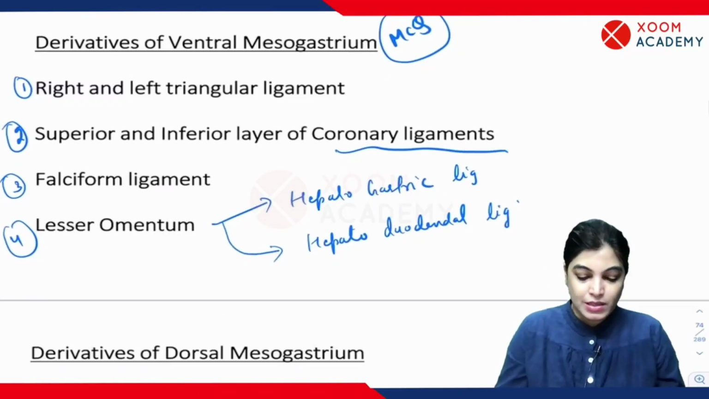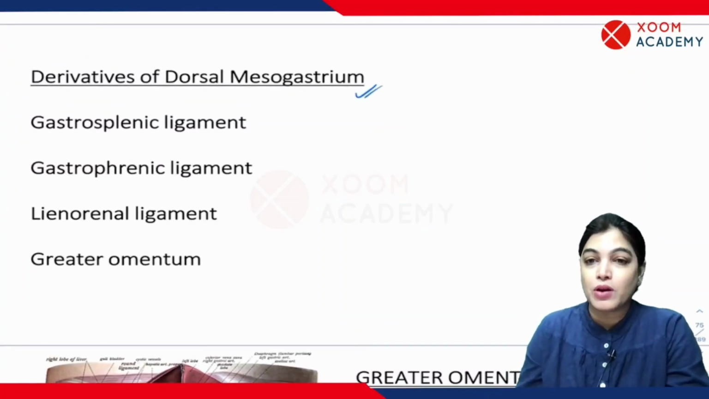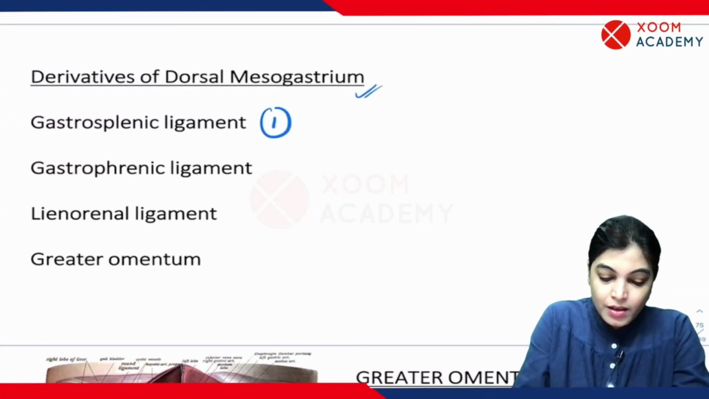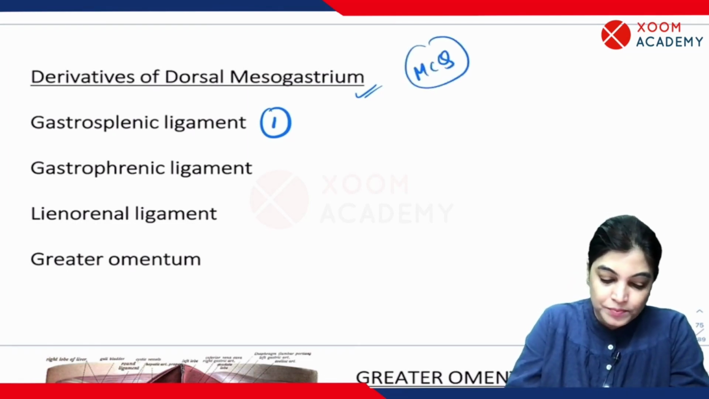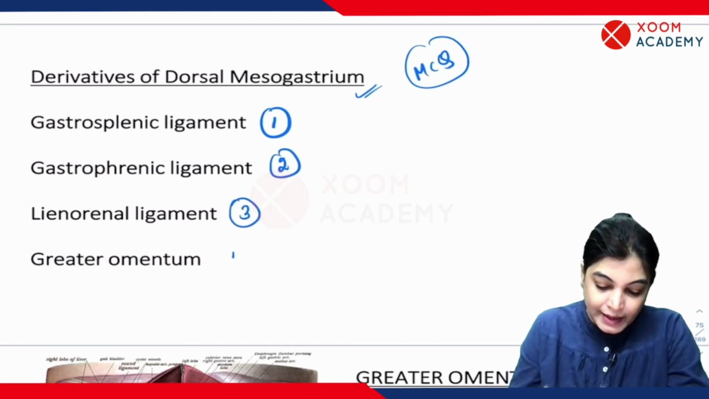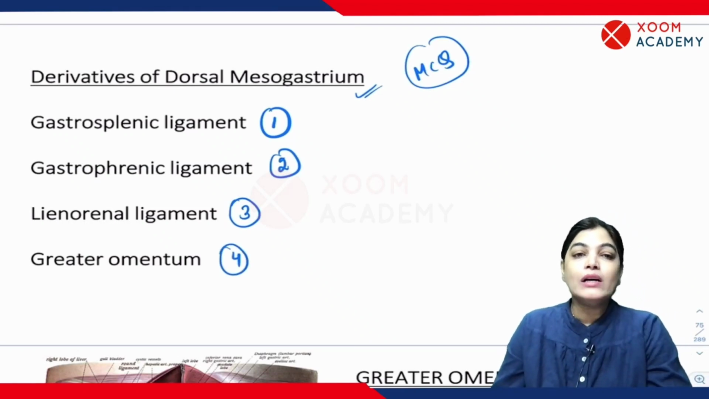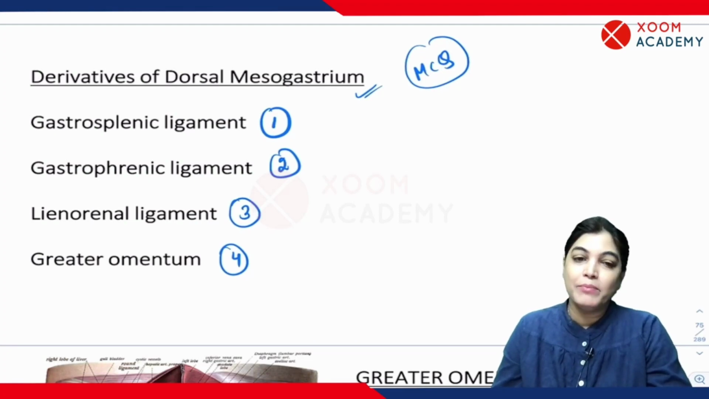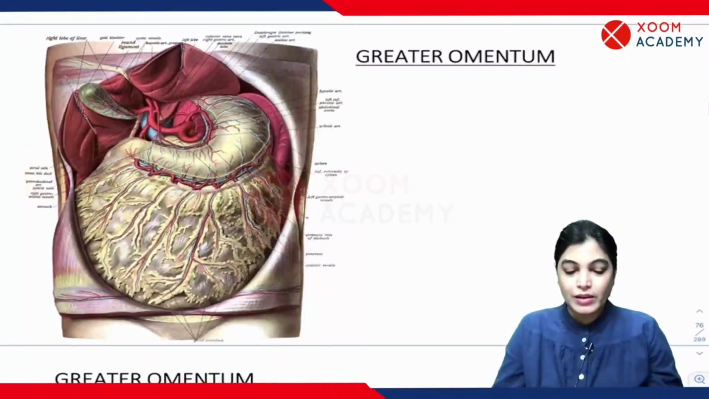Let's talk about the derivatives of the dorsal mesogastrium. The important derivatives are the gastrosplenic ligament, again very important for MCQs, the gastrophrenic ligament, the lienorenal ligament connecting the spleen and the kidney, and the greater omentum attached to the greater curvature of the stomach. All these are derivatives of the dorsal mesogastrium. Now, let's talk about the greater omentum.